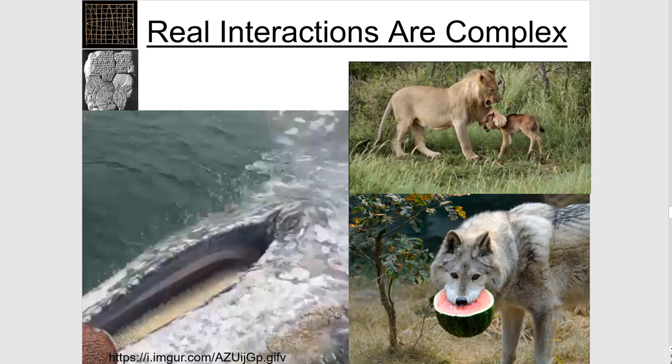Now, when we really get into this, real interactions are complicated. These are some examples of what animals do. Up in the right is a lion that befriended, I believe, a baby deer, a picture of a wolf eating a watermelon. And this is actually a movie of a gray whale, which feeds by going down on the bottom and scouring the bottom, basically sticking their head in the mud and then sieving out all the good stuff in the mud. These are very difficult to model, and fortunately we don't really have to model them because they're rare.